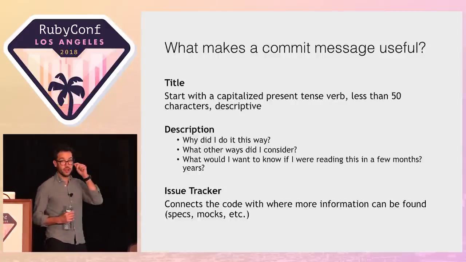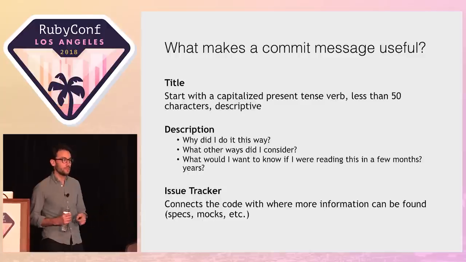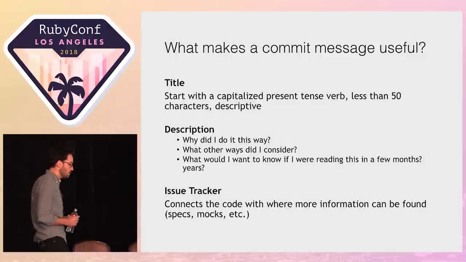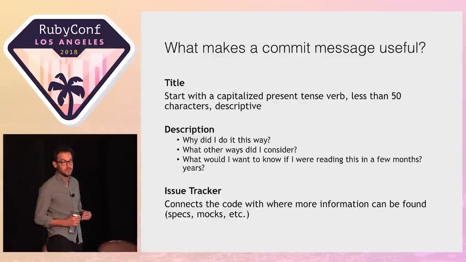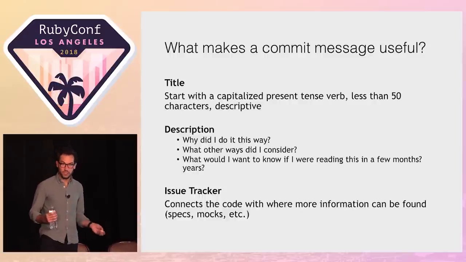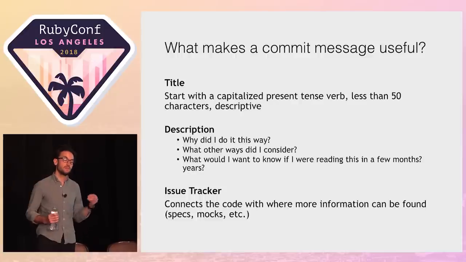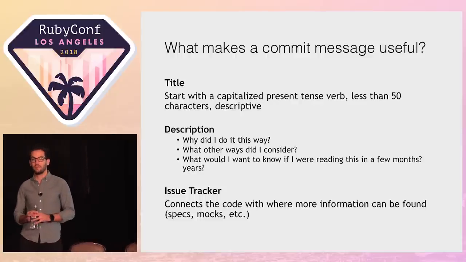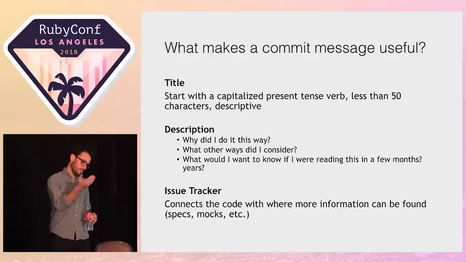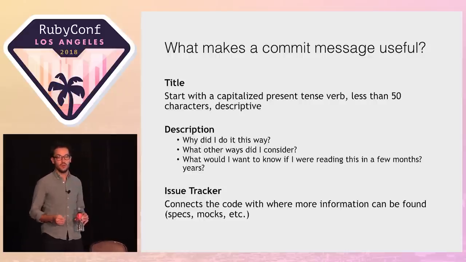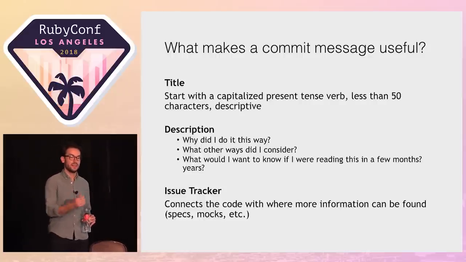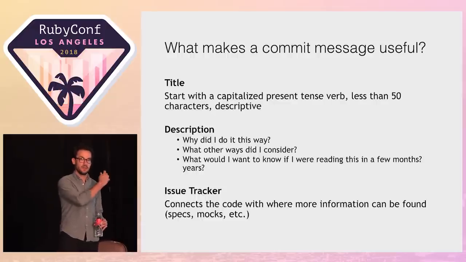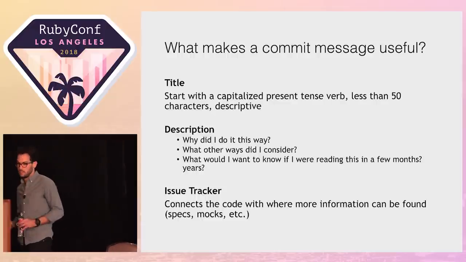And then last is an issue tracker. For the most part, you will be using an issue tracker. Maybe it's GitHub issues, maybe it's Jira, Pivotal Tracker. If you include a reference to your issue tracker in the commit message, this gives people a way to find that original issue and connect it to the business context, connect it to the bigger picture.